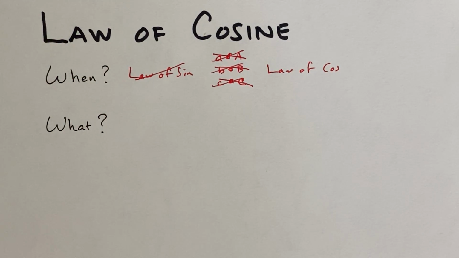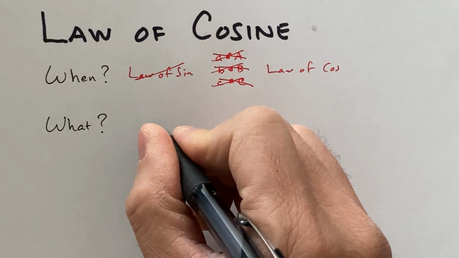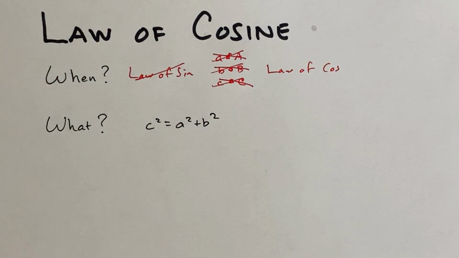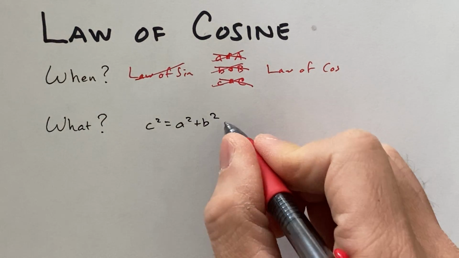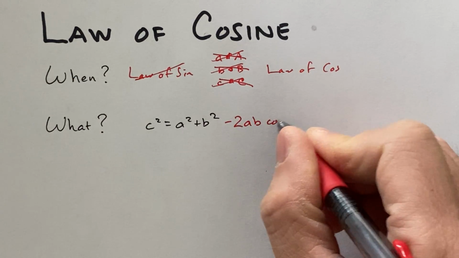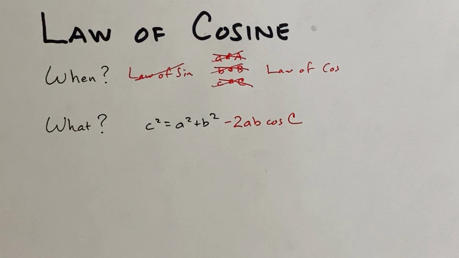So we need to know the law of cosine. The law of cosine is actually not that difficult to remember. If you know the Pythagorean theorem, c squared equals a squared plus b squared, then you actually already know half of the law of cosine. All it is really just this sort of appendix at the end. And there you go. That's the law of cosine.